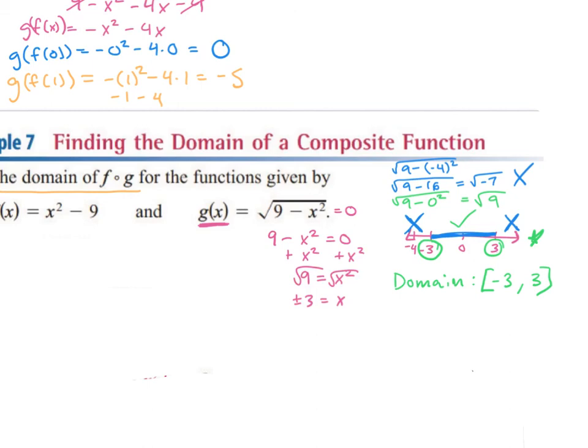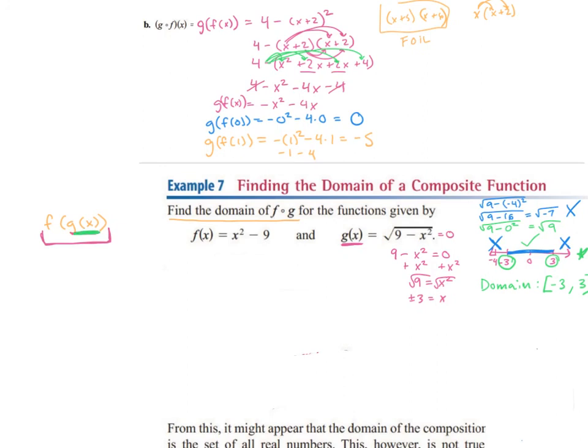Thank you. Okay. So now that we found the domain for g of x, we found the inside, we need to find our domain for f of g of x. So that means we have to find what f of g of x is. So we're going to take g of x and plug it into our x in the f of x. So we have f of g of x, which is the square root of 9 minus x squared, squared, minus 9. So all I did was take our g of x and plug it into the f of x function.